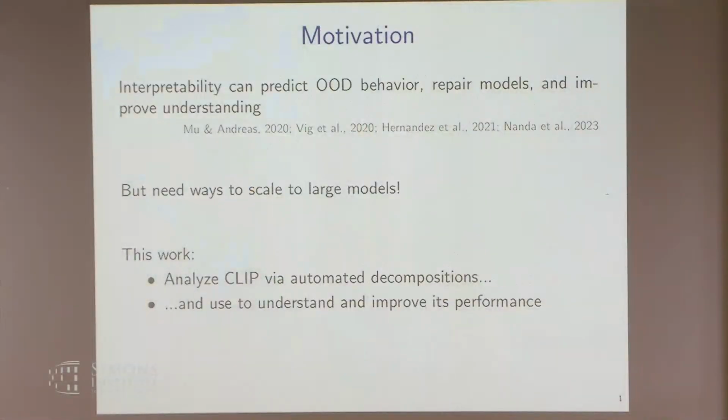Interpretability is about trying to understand the representations of neural networks and ideally the mechanisms underlying those representations. In principle, if we can do it well, we can do things like predict out-of-distribution behavior, repair models, improve our understanding. There are various nice papers that I'd encourage you to check out that show ways of doing each of these, but often it requires you to do things that are fairly specialized and by hand. And so we want ways to scale these approaches to large models.